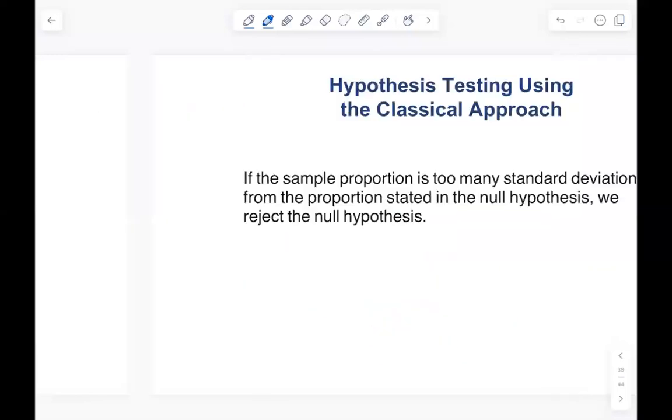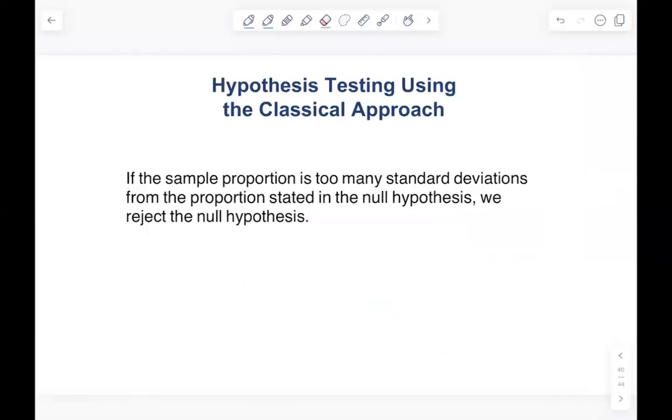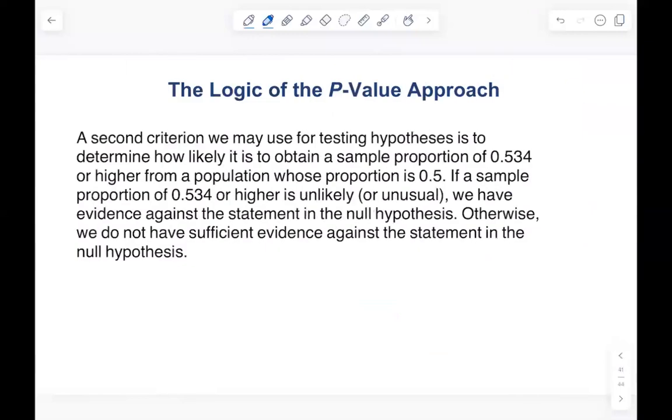Okay, so here's the other approach. One of them is looking at how many standard deviations you are away from the mean, and I'm going to give you vocabulary on Thursday. The other one is looking at the probability of it happening. So let's talk about the p-value approach.